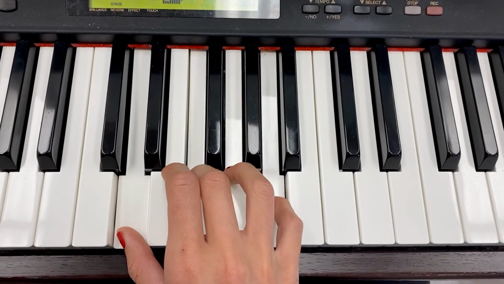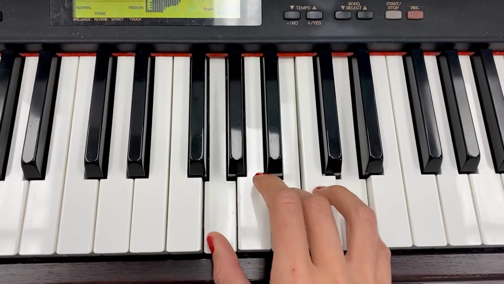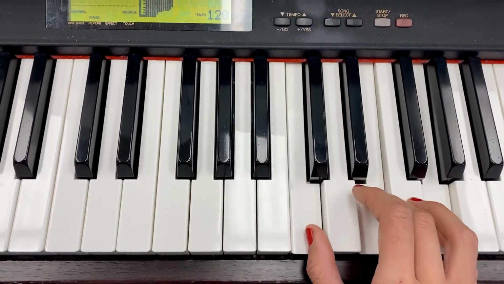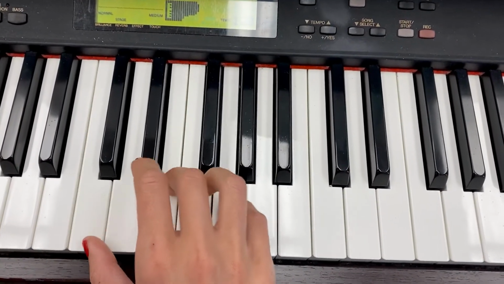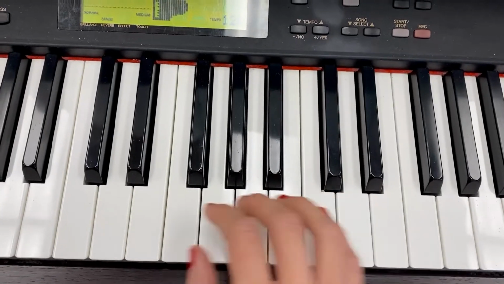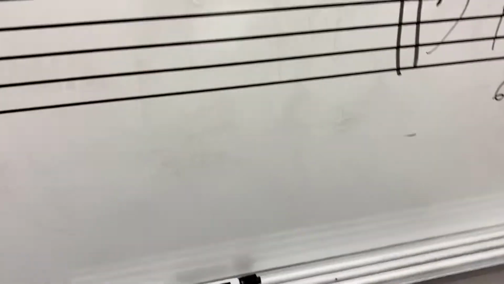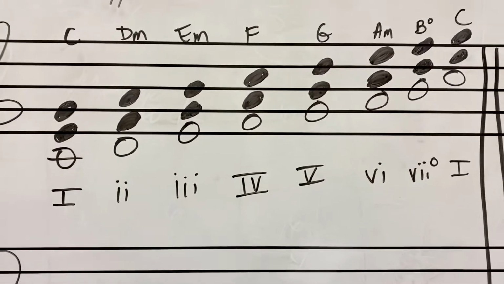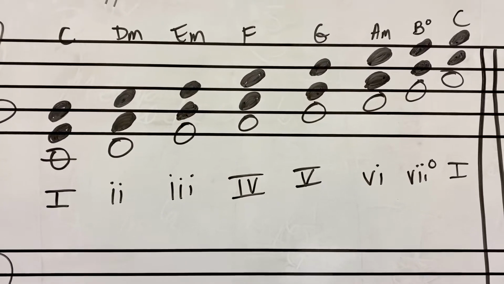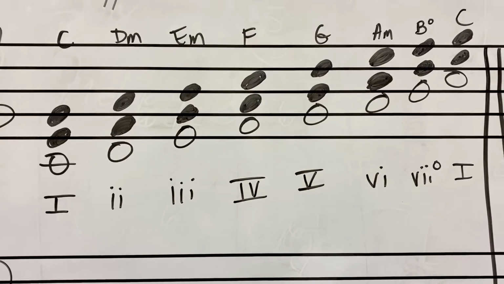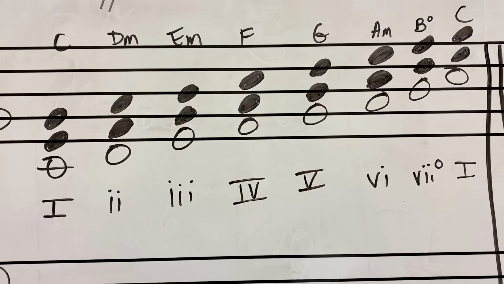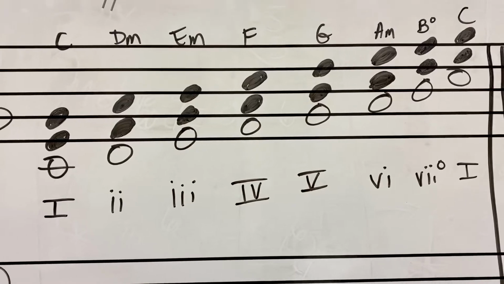This would be the 2 chord, 3 chord, 4 chord, 5 chord, 6 chord, 7 chord, and 1 chord. You'll notice that each of these chords have different qualities to them. Some are major, some are minor, some are diminished. Actually, one is diminished. So here I have it written out on the board. So we have C major, we got our 1 chord, 2 chord, 3 chord, 4 chord, 5 chord, 6 chord, 7 chord, which is diminished, and back to our 1 chord.